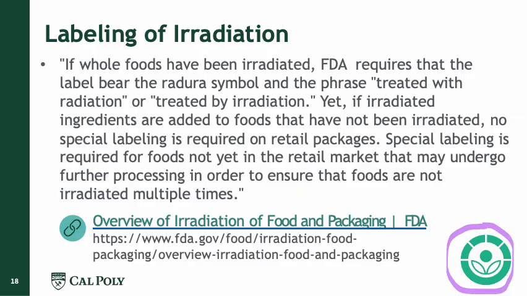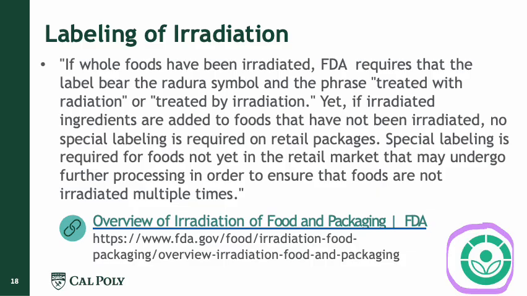If ingredients are added into foods and they have not been irradiated, there's no special labeling on retail packages. So if you use something as an ingredient, even when it has been irradiated, and you use it somewhere else, you don't have to label it. And there's no requirement for foods that are in retail.